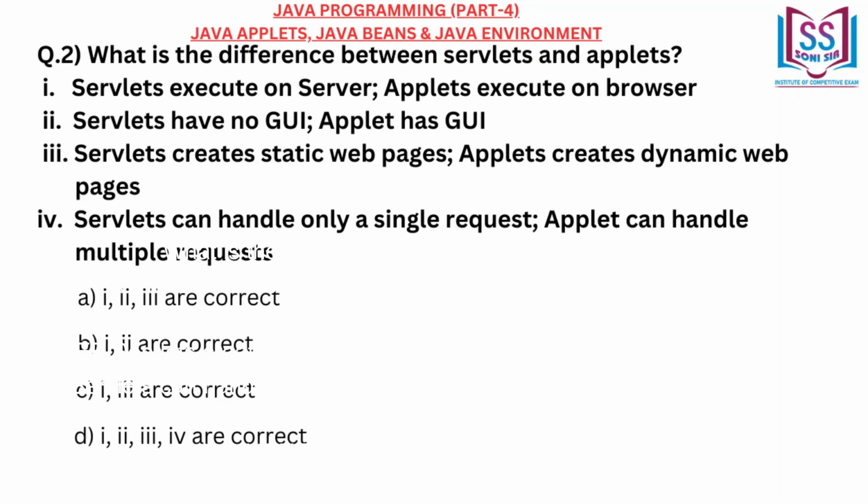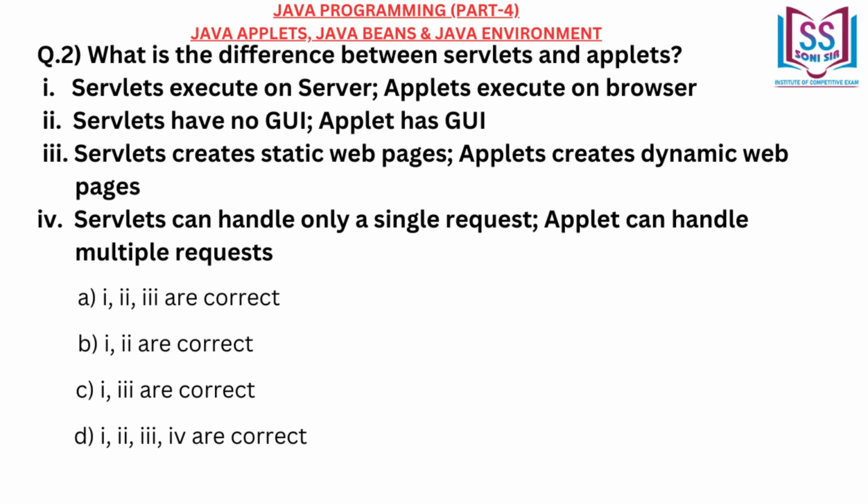What is the difference between servlets and applets? 1. Servlets execute on server, applets execute on browser. 2. Servlets have no GUI, applet has GUI. 3. Servlets creates static web pages, applets creates dynamic web pages. 4. Servlets can handle only a single request, applet can handle multiple requests.